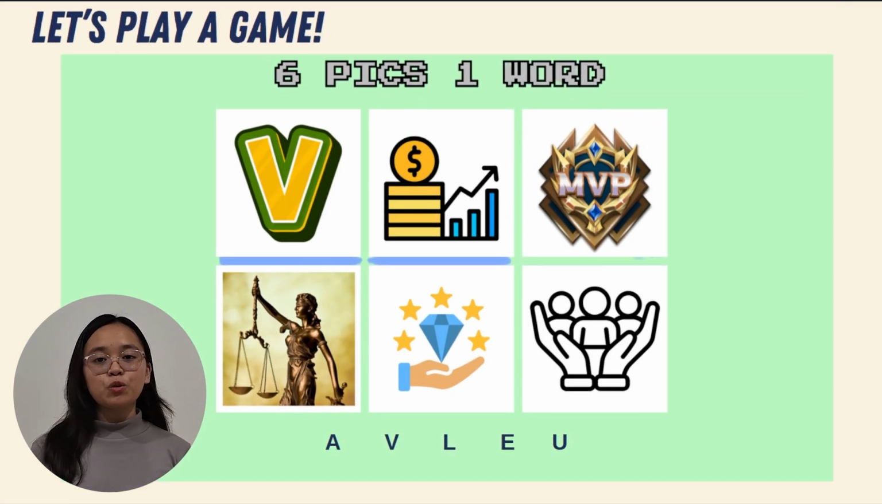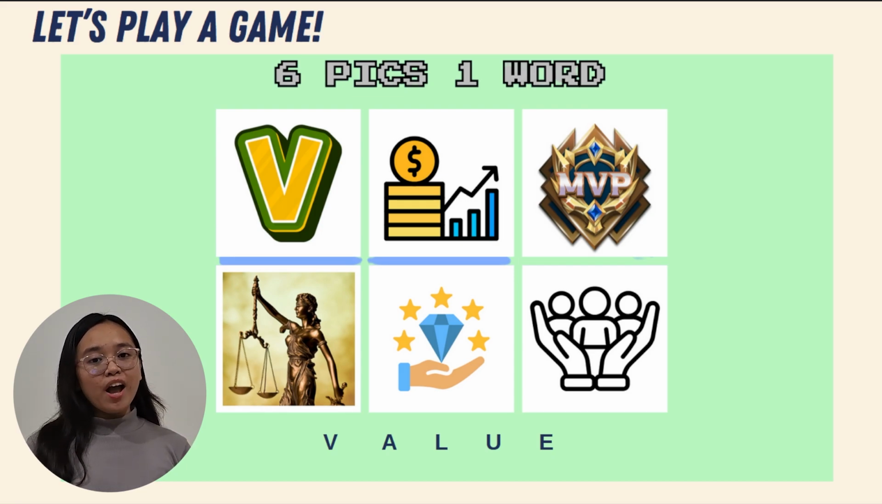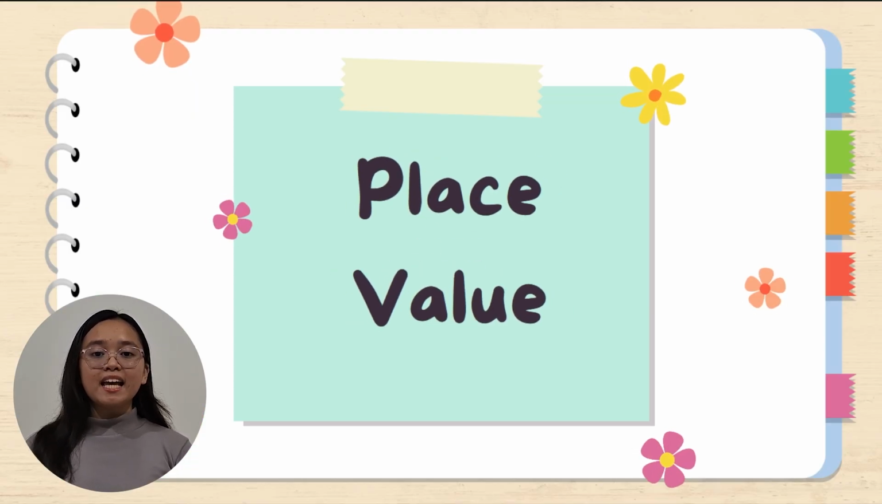Here is the second group of pictures. That is correct. The word is value. Now, if you combine these two words that we found together, the word will be place value. Our topic for today is about determining place values.